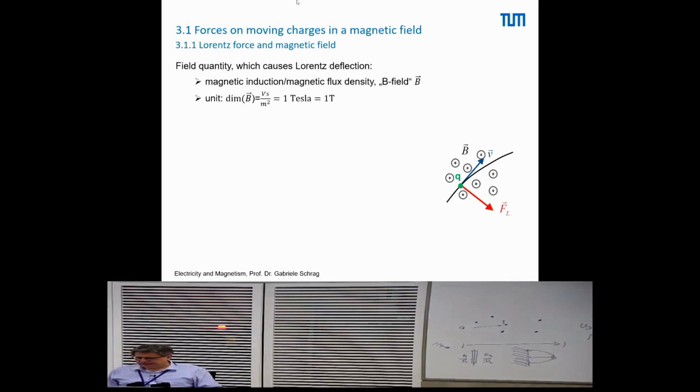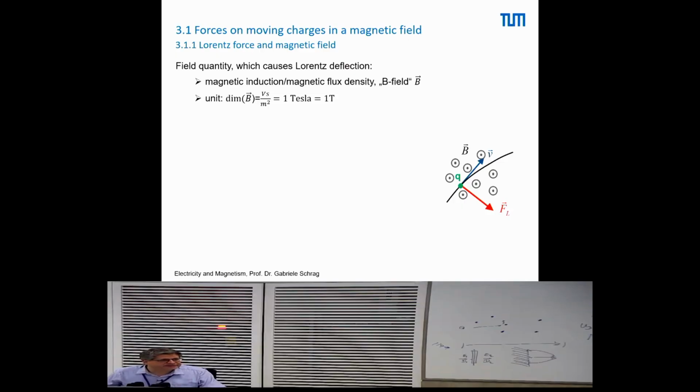So we have first the field quantity, which is the cause for the Lorentz deflection. That field quantity is the magnetic flux density, which you can also call the magnetic induction. That is also commonly called the B field. And you have a dimension which is given in Tesla, named after Nikola Tesla, the Serbian physicist. And you have here a unit which is volt second per square meter. You can compare that also.